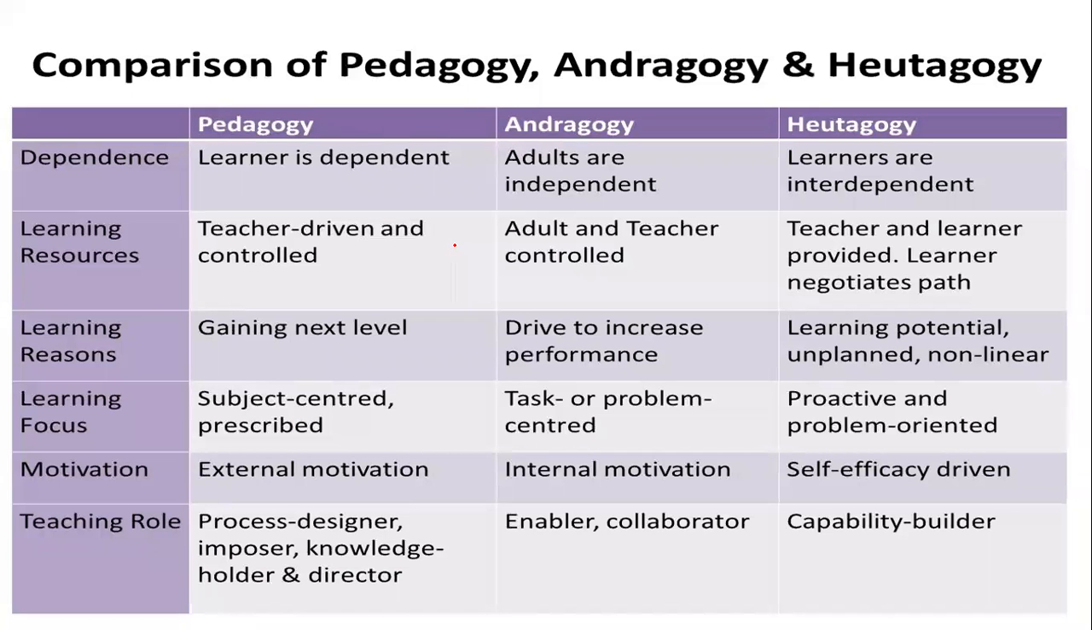Then pedagogy, andragogy, and heutagogy. In pedagogy, the learner is dependent, in andragogy, adults are independent, and in heutagogy, learners are interdependent. Pedagogy is teacher driven, andragogy is adult and teacher control, and heutagogy is teacher and learner provided. Pedagogy is subject centered, andragogy is task centered, and heutagogy is proactive. Pedagogy is external motivation, andragogy internal, heutagogy is efficacy, that is efficiency. There are questions comparing pedagogy, andragogy and heutagogy, so you should remember this also.